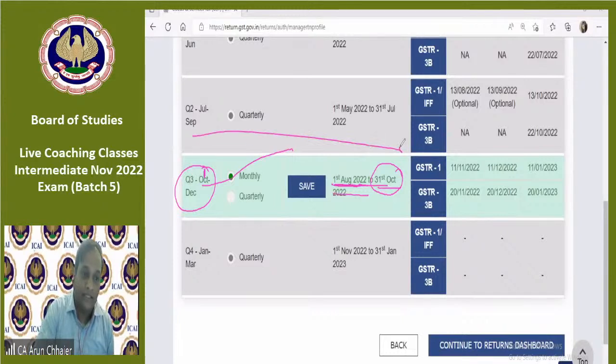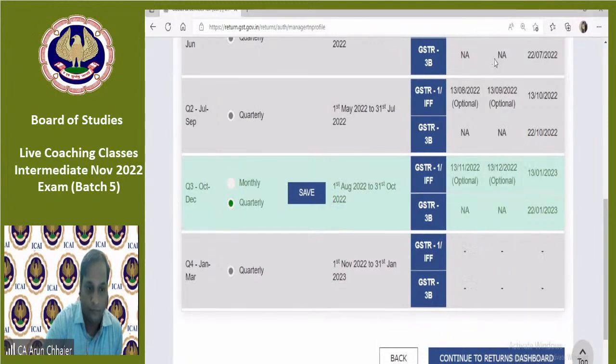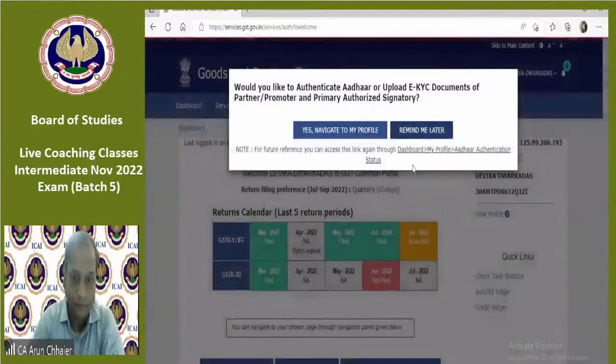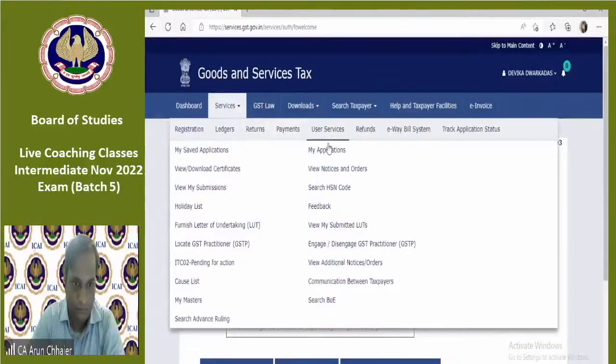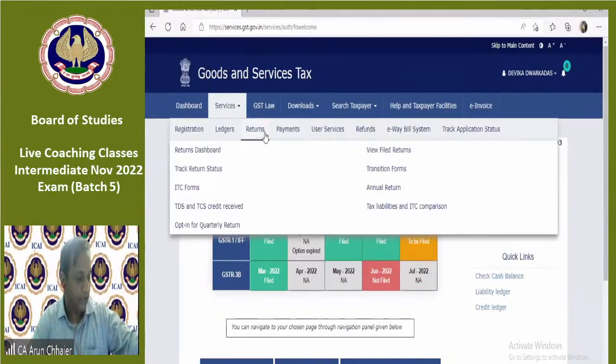First, confirm that this logic is clear, which we have theoretically discussed. Now we have seen it practically. Kindly give me the confirmation. This concept is clear: how to change the frequency. Kindly confirm so that I can move to the next option.